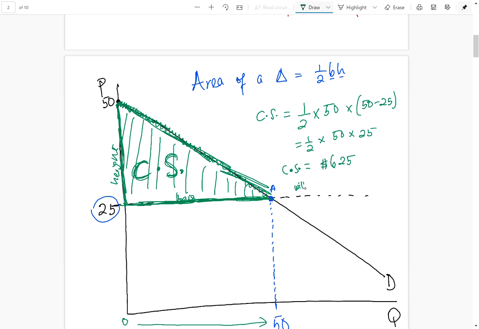Let's write that down. Willing and able. Consumers were willing and able to pay $625 more than they actually had to pay in total.